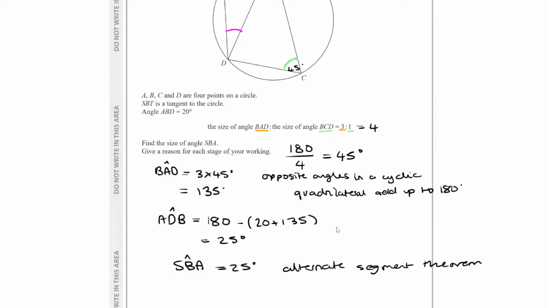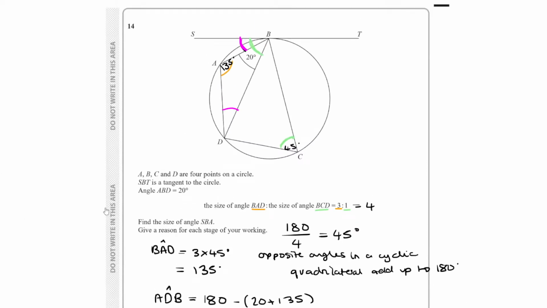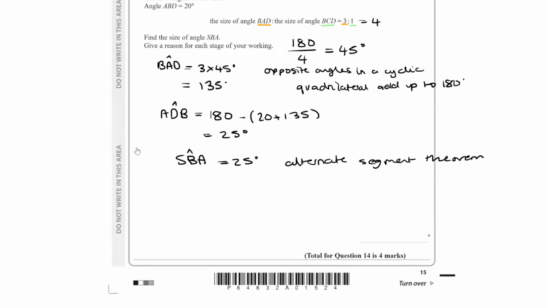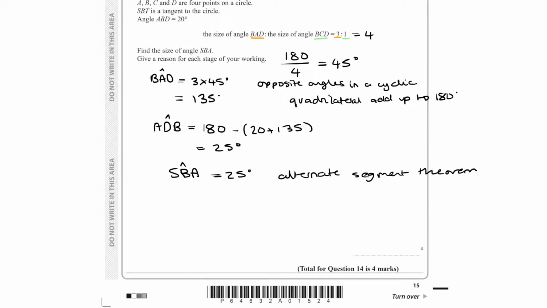It also depends on people's understanding of how to use the alternate segment theorem, because you've got two triangles, and the second triangle might not be as obvious. Some people might not know how that relates, and might just focus on this first triangle. Either way, you'll get 25. It is 4 marks, and you get marks for your reasons as well. Let me just check the mark scheme. I'm pretty sure it was 2 and 2.